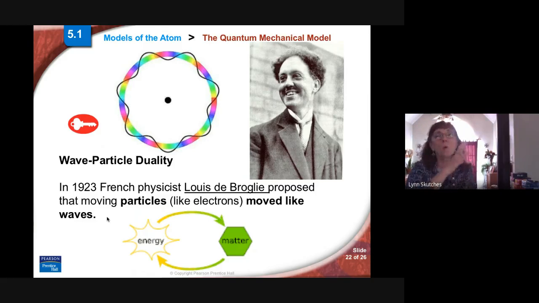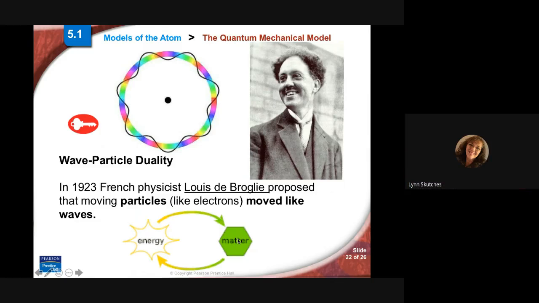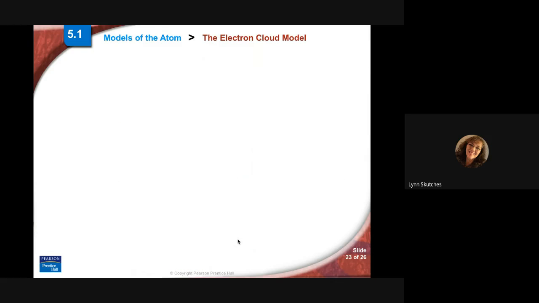So this whole way of moving with electrons is wave-like, which was weird. Light, of course, most of us would say is energy. However, it also behaves like matter, okay, and can knock matter off of things. Photoelectric effect. All right, so that's one.